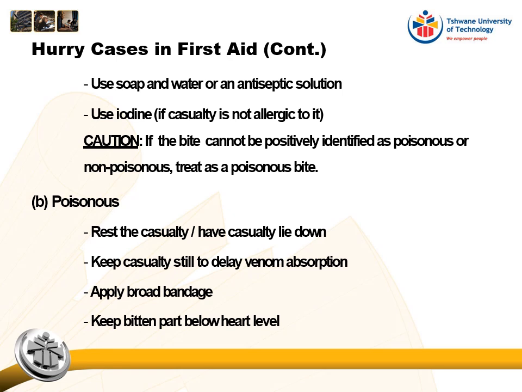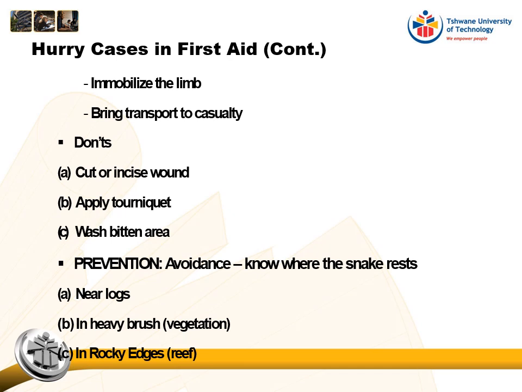B, if it's a poisonous bite, you rest the casualty or have the casualty lie down. Keep the casualty still to delay the venom absorption. Apply a broad bandage. Keep the bitten part below heart level. Immobilize the limb. Bring transport to the casualty.